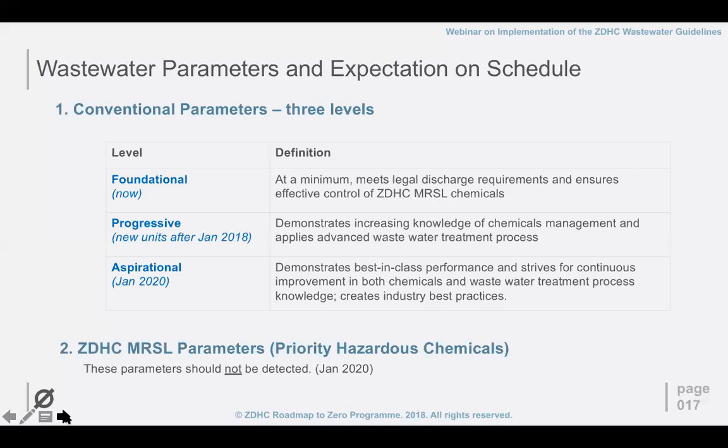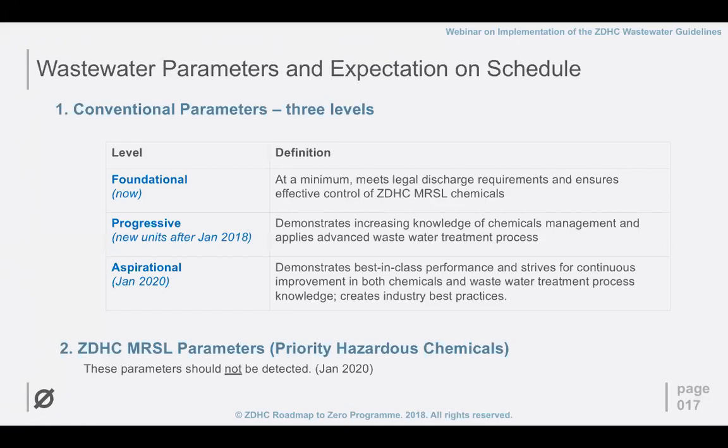So what did we come up with for standards? We looked at all the legal requirements globally, and you can go out to our website and find that literature review where we summarize the global requirements. We also looked at about 1,000 data points for the conventional parameters. And we looked at what was possible. And we set foundational limits, progressive limits, and aspirational limits. The foundational were set where about 80% of the facilities could meet those limits based on the data we had.